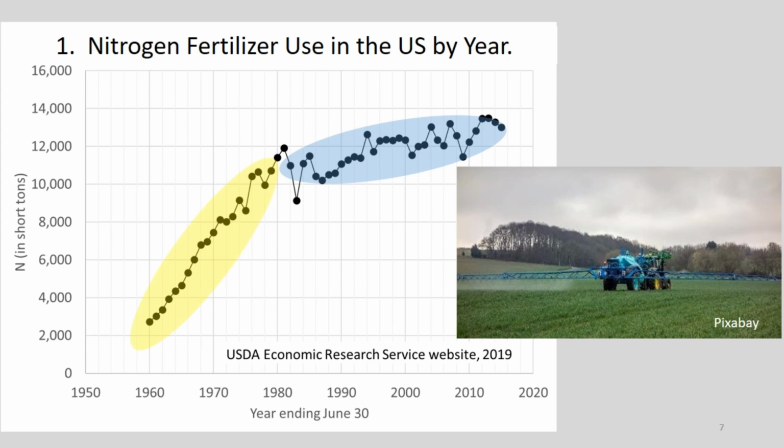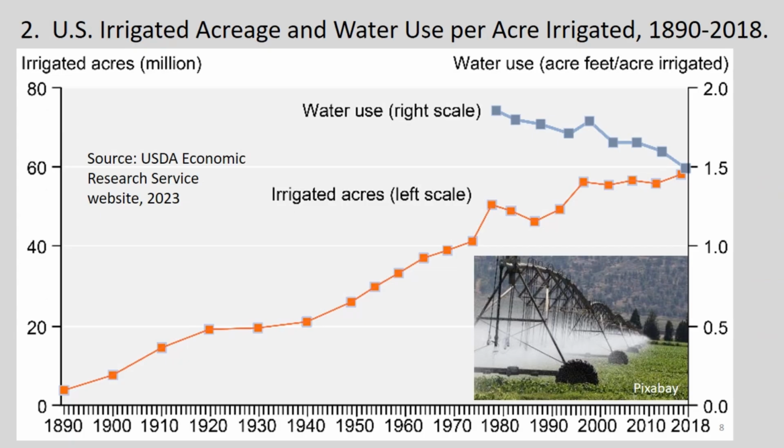And my thought here is that people using the fertilizer were getting better at dosing it to fit what they needed, as opposed to just slapping it on in the 60s, 70s, 80s. The second cause was irrigation.